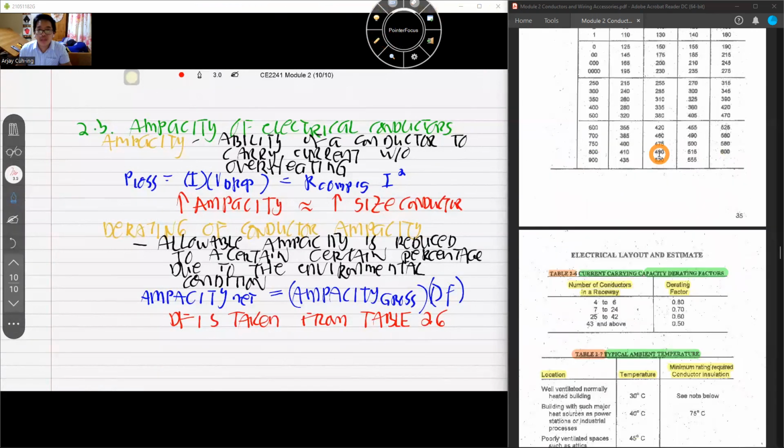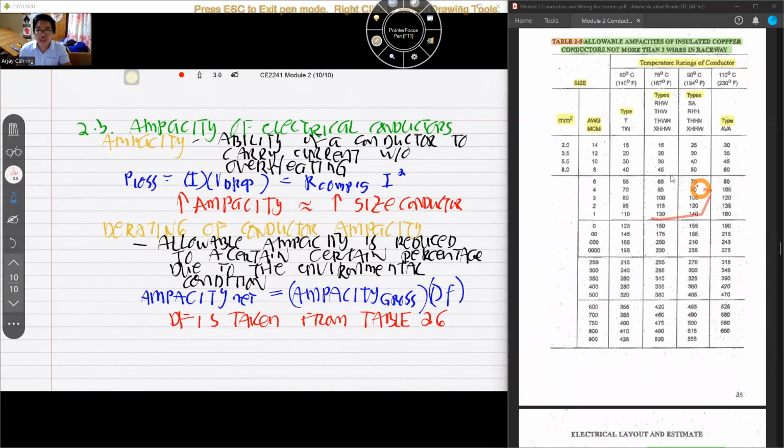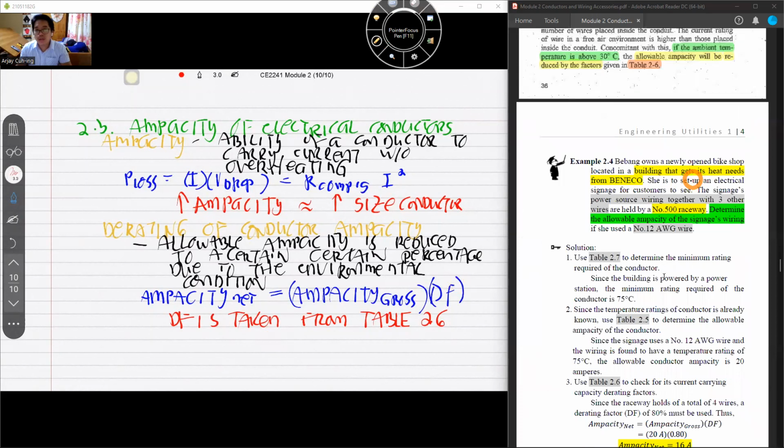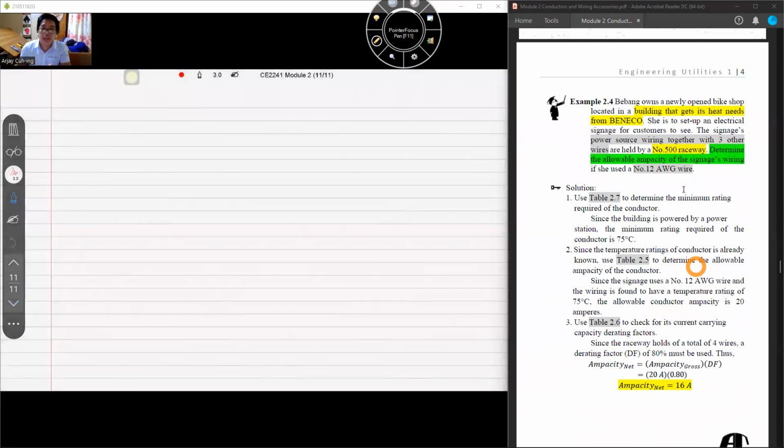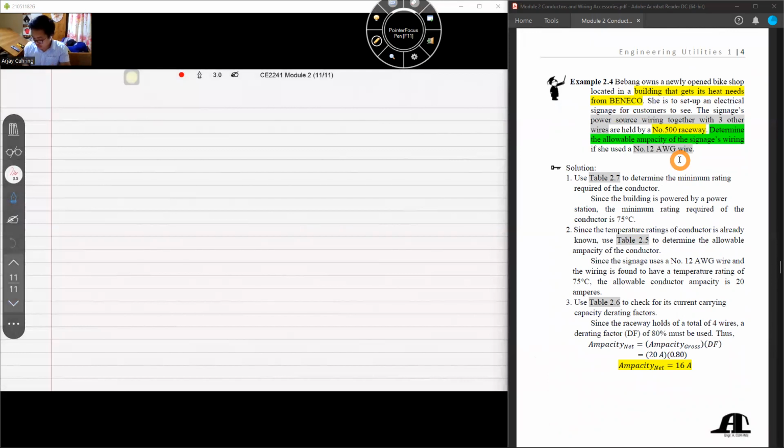So ang pinaglalaban natin dun, class, whatever is in here, yung gross ampacity natin, class, will be equal to the net. Kasi class, ang derating factor natin is 100%. So whatever the gross, class, will be equal to the net. Okay. So again class, meron tayong formula, no? So with this class, we are ready to answer the problems. Okay. So let's get to it na, class. So let's answer class example 2.4.